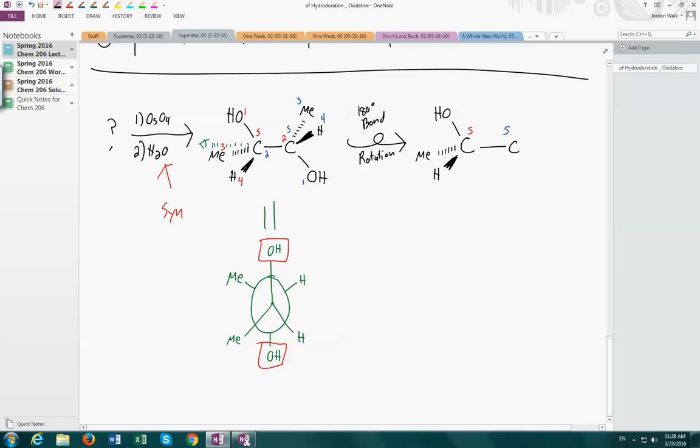Okay, so let's see. We want to flip our carbon on the right 180 degrees. So that's going to put our hydroxyl group still in the plane, but now oriented up. So that means we'll have a dash down and a wedge down. And so what's going to end up on a wedge? Is it going to be a methyl or a hydrogen?